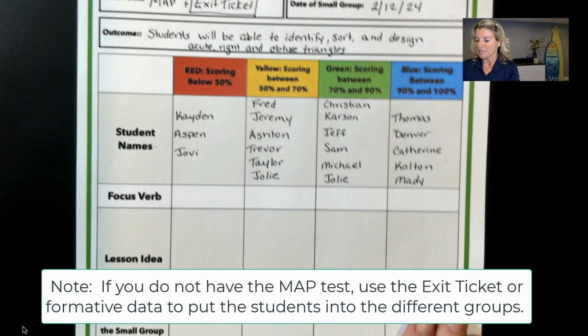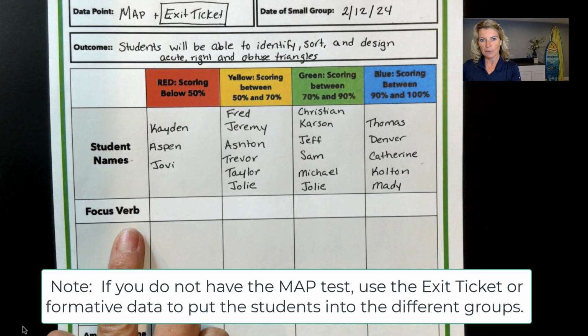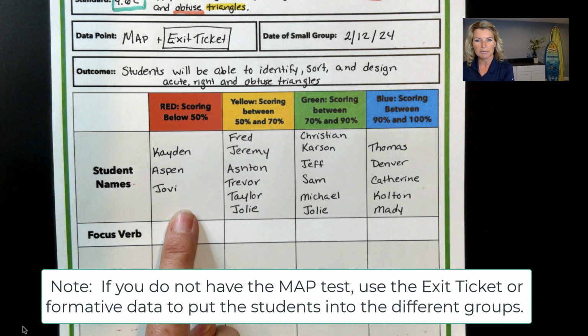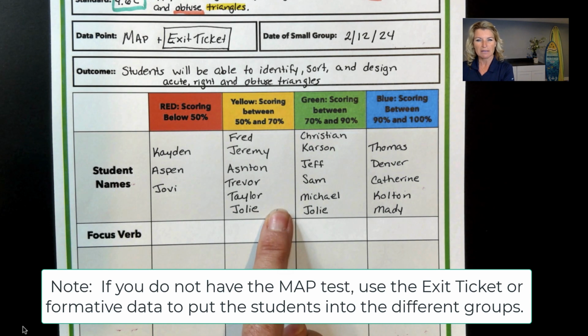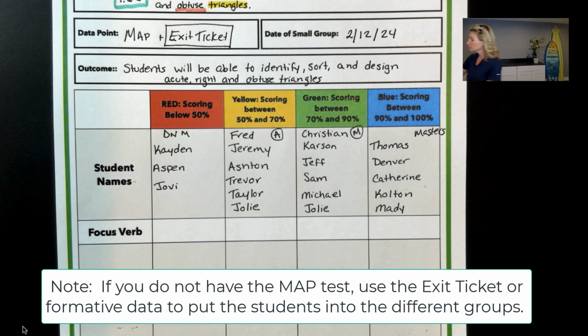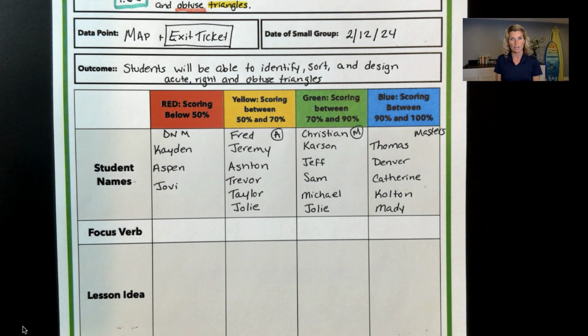Now, what I'm going to do is look at a focus verb. So here are my different groups, and these are students who are scoring below 50%, 50 to 70, 70 to 90, and 100% or more. What I like to do with my teams is give them a focus verb. A focus verb is something to focus in on to help them continue to grow each individual student.